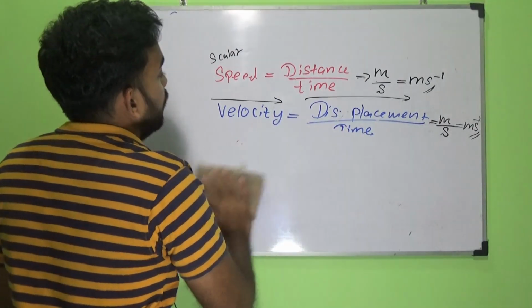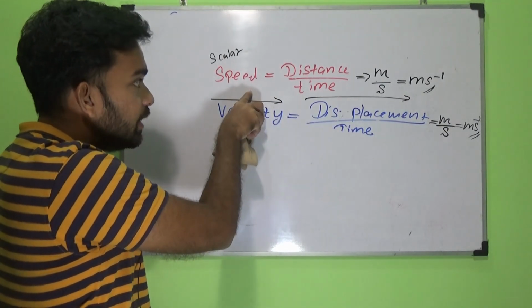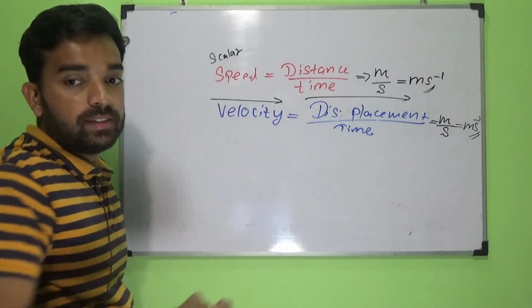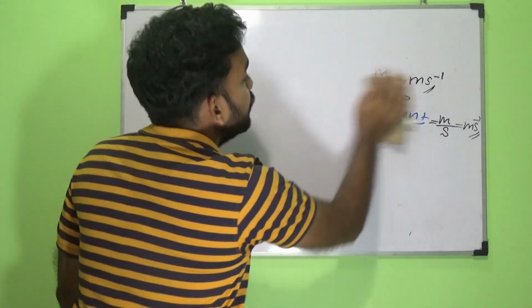Now you know what is velocity. Velocity is rate of change of displacement. Speed is rate of change of distance. These are the explanations that you have in your book.